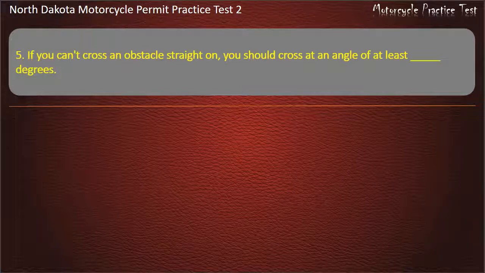Question 5. If you can't cross an obstacle straight on, you should cross at an angle of at least ___ degrees. 90. 105. 45. 20. Answer: 45.